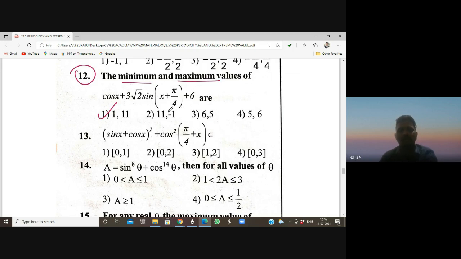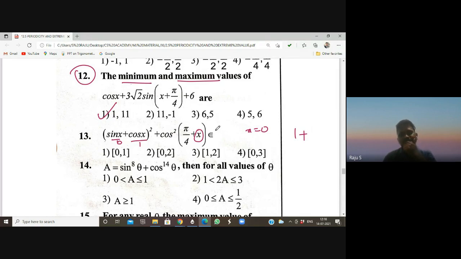Can you do any option verification? Yes. For example, substitute x is equal to 0. What is the answer we'll get? x is equal to 0. Sin 0 is 0. Cos 0 is 1. 1 square is 1. Plus, when I put 0, cos pi by 4, how much?